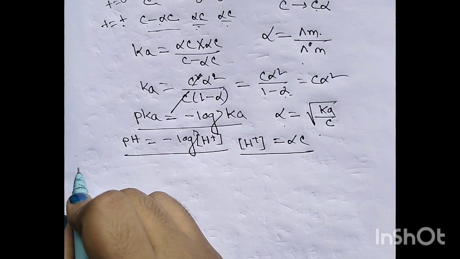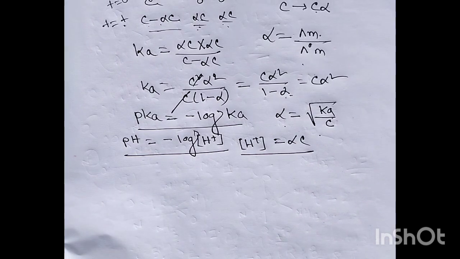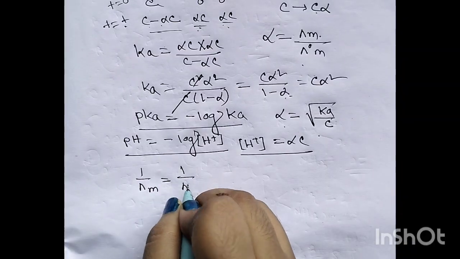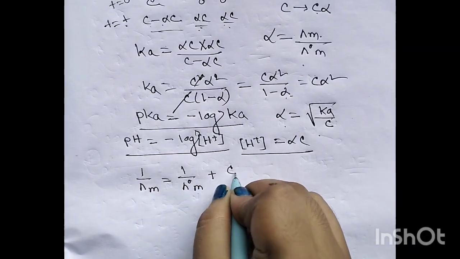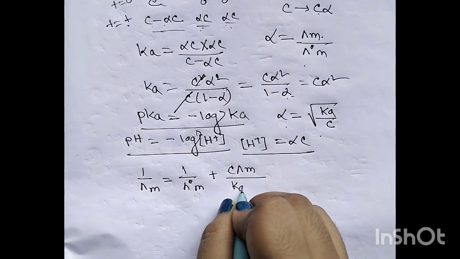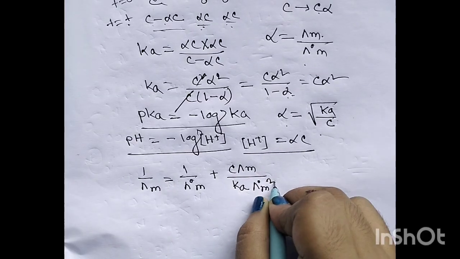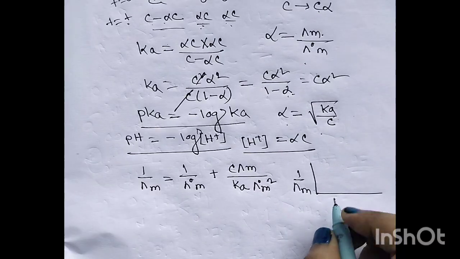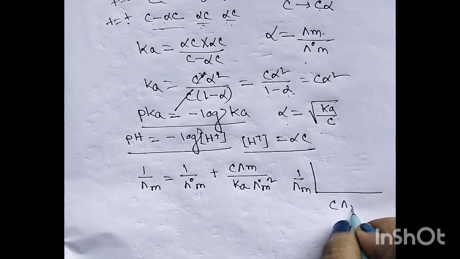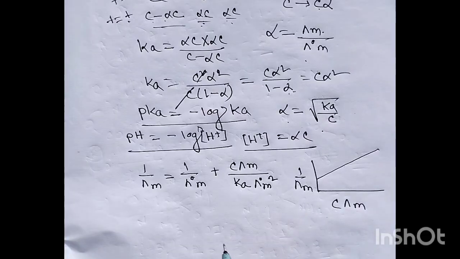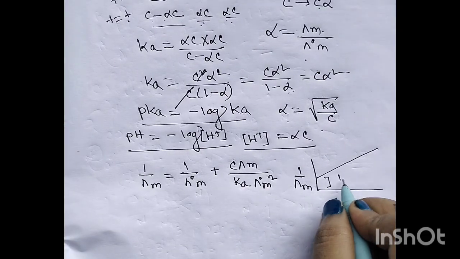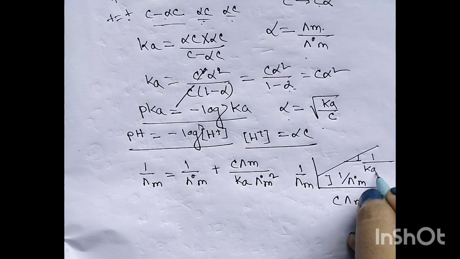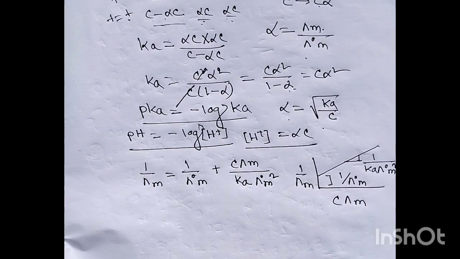Okay, now one more thing. 1 by lambda m equals 1 by lambda naught m plus C lambda m by Ka into lambda naught m square. If we plot 1 by lambda m for weak electrolyte against C lambda m, then the graph looks like this, y equals mx plus c, this is c, intercept 1 by lambda naught m, and this is slope 1 by Ka into lambda naught m square.